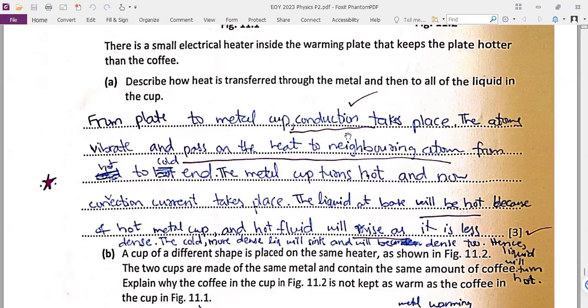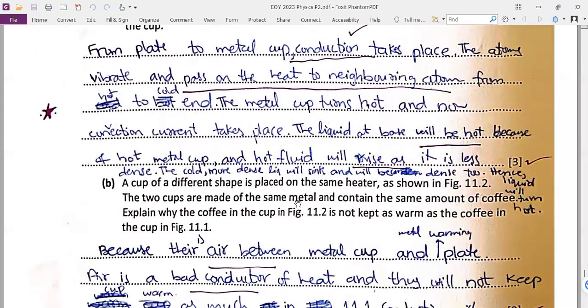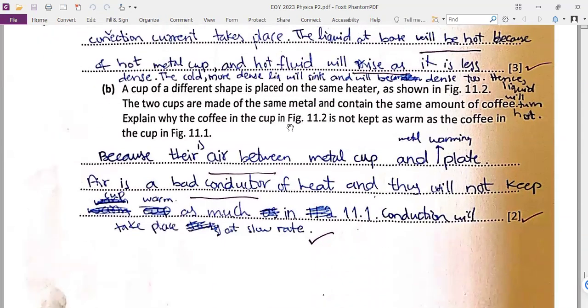Heat is transferred through conduction. You write all the process of the conduction: the vibrating molecules hitting each other, heat passing to the neighboring molecules, and then in liquid, convection. The molecules at the bottom become less dense and go up. Denser ones come down. A convection current follows. This is how the coffee heats. The shape is different, so because air is a bad conductor. These 2 points are very important to get full marks for this.